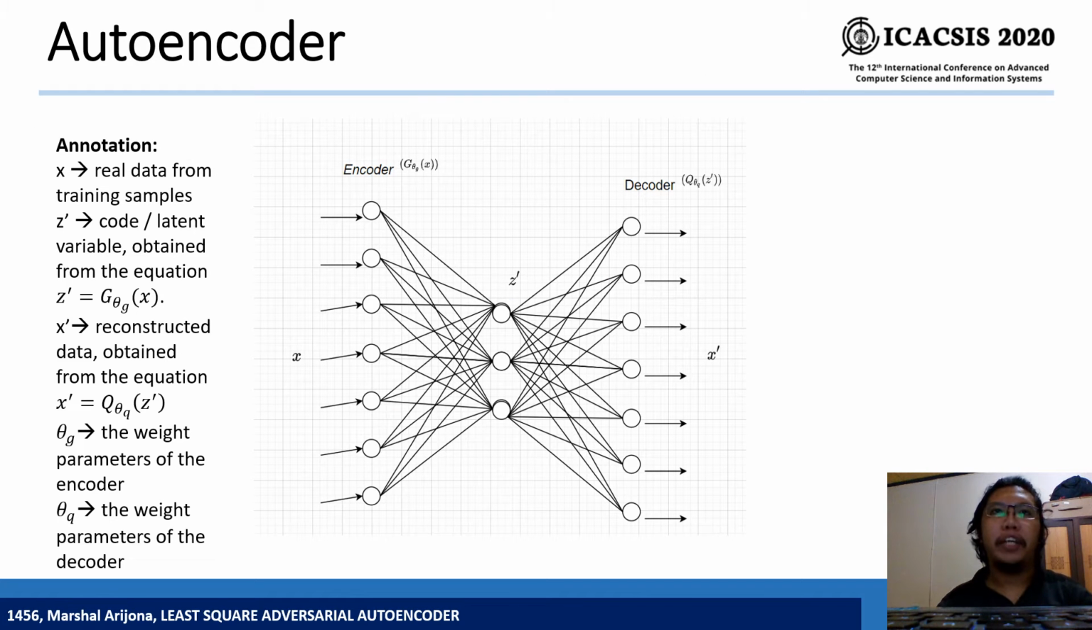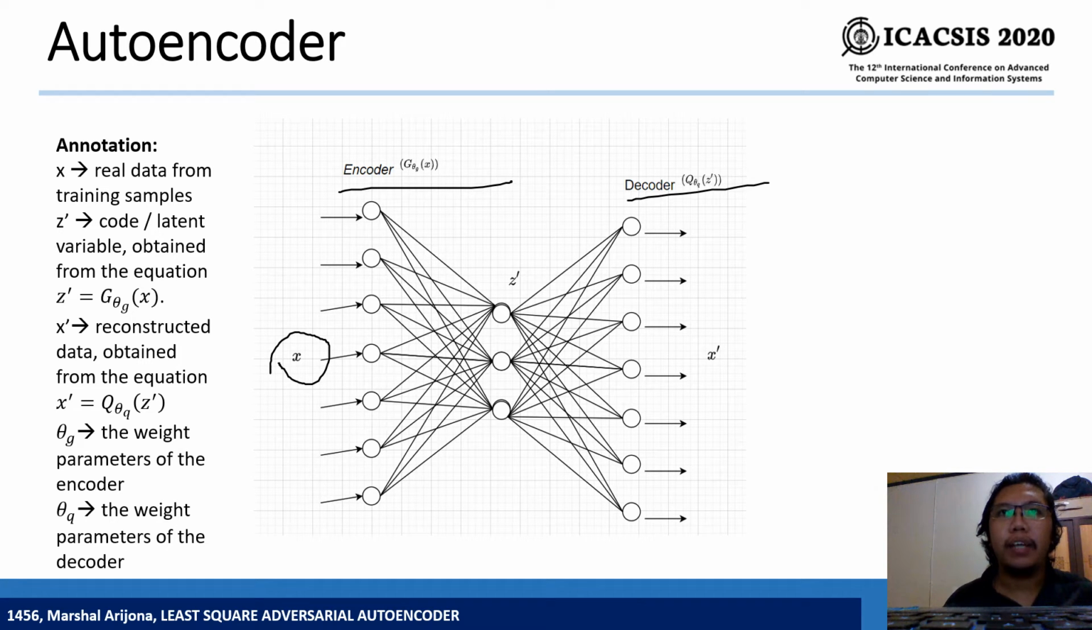Now I will talk about the Autoencoder. The Autoencoder is a deep learning network that has two main networks, the encoder network and the decoder network. The encoder network tries to transform a data x into a latent variable z-hat by using the encoder function that we call G theta G, where theta G is the weight parameters of the encoder.